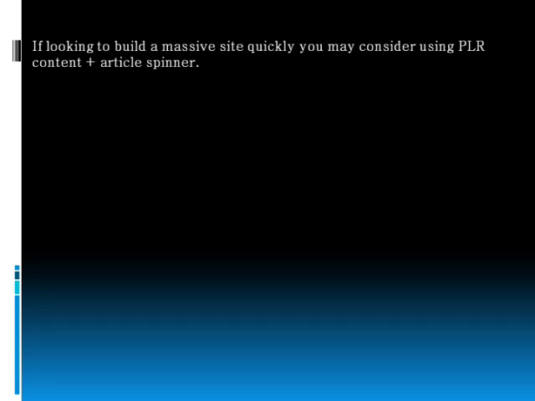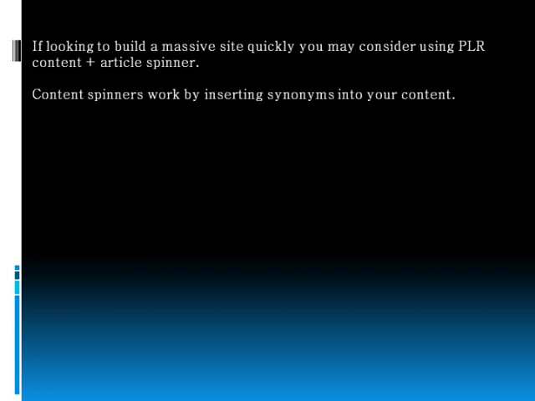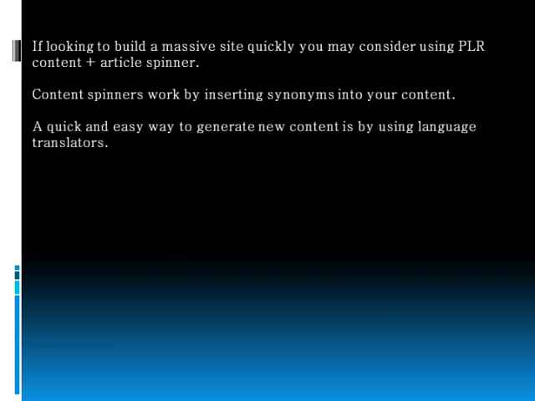Generally, the software does this by creating new introductions, transitions, and endings that are fairly generic. Content spinners also work by inserting synonyms into your content. For example, if your article is about cars, it may replace the word car with auto, automobile, vehicle, personal transportation, and other related words.